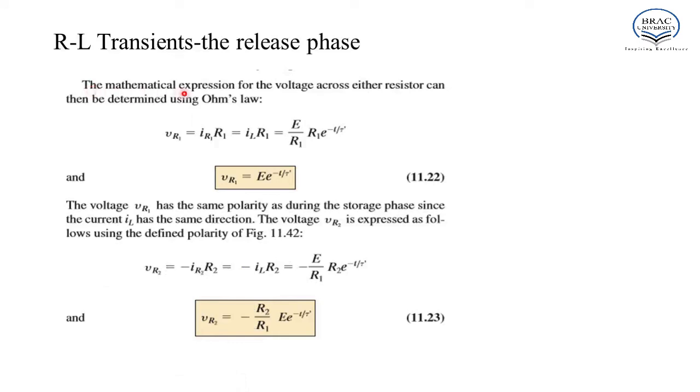The mathematical expression for the voltage across either resistor can then be determined using Ohm's law, which is VR1 equals IR1 times R1, and IL times R1, or E by R1 times R1 e to the power minus t by tau prime. Hence VR1 equals E times e to the power minus t by tau prime, and VR2 will be equal to minus R2 by R1 E times e to the power minus t by tau prime.